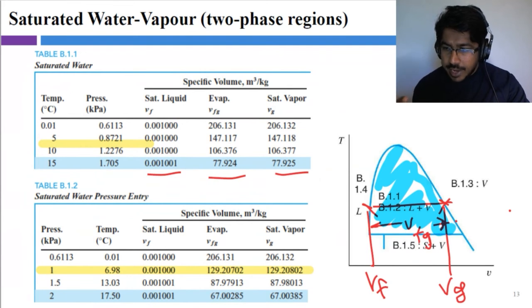So h, u, and s will be there in saturated water tables as well, but in this image it's not there. Okay, so once we get into enthalpy, entropy, and internal energy, we'll discuss how to find that using saturated tables and other tables. Are we clear? Did I answer?